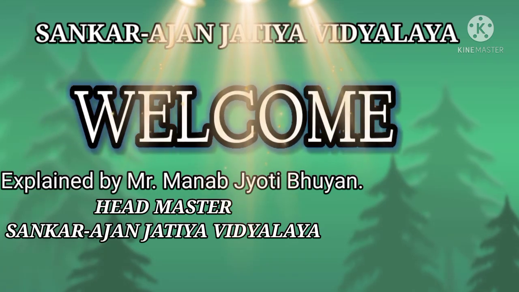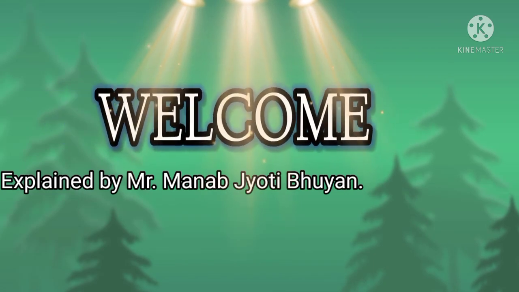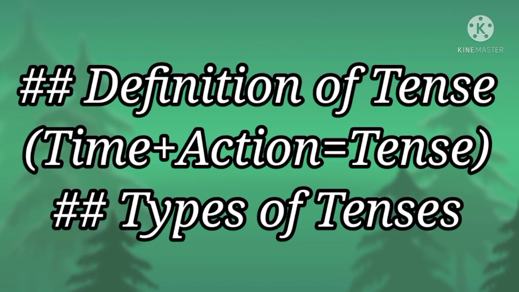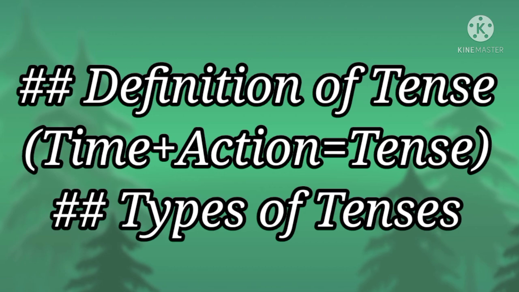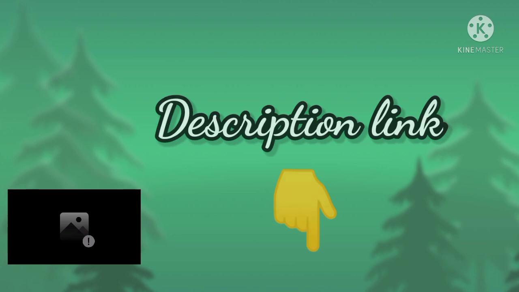My dear children, you know that tense is one of the most important parts of the English language. We have already discussed the definition of tense, the three types of tenses, and also learned that the three types of tenses can also be classified into four categories. They are indefinite, continuous, perfect, and perfect continuous. To know about these, please go to the description link given below.